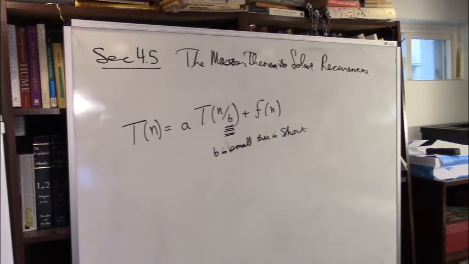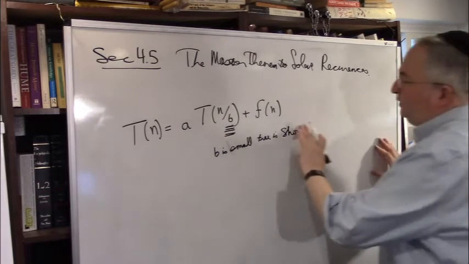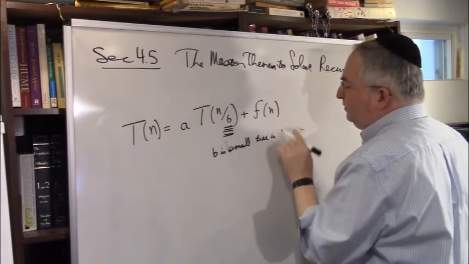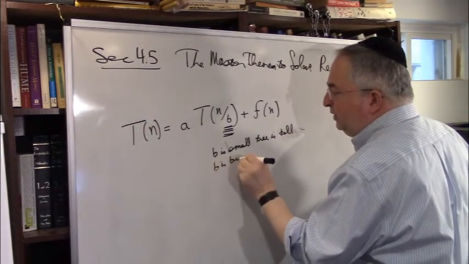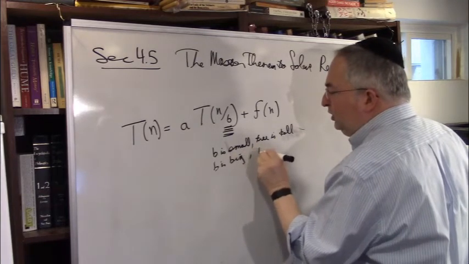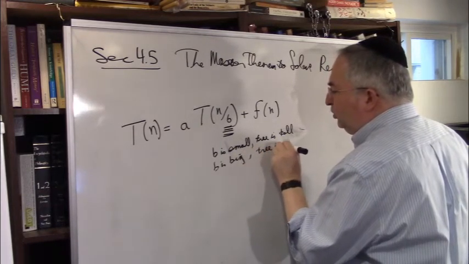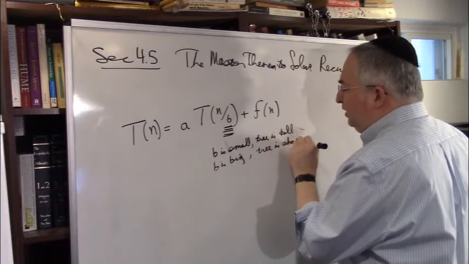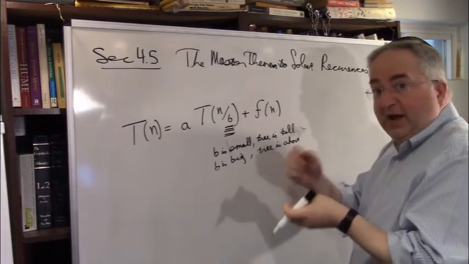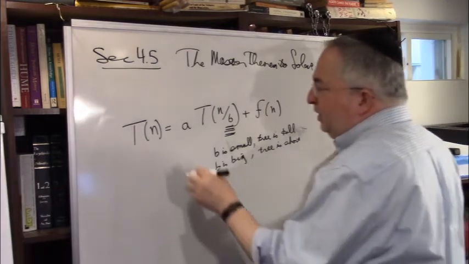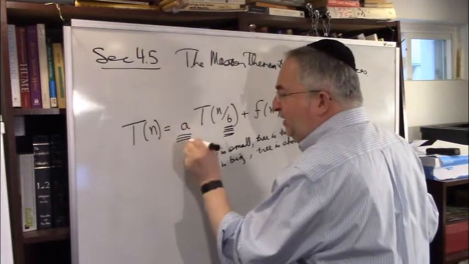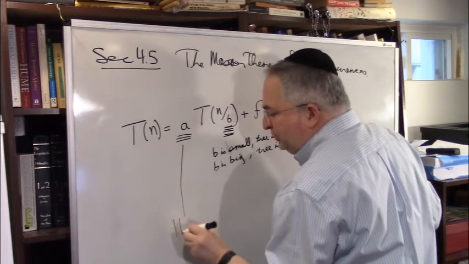If b is big, the tree is short. Oh no, right. If the tree is tall, b is big, the tree is short. Okay? If you're dividing out, you're going to get down to 1 very quickly if you're dividing by this. As opposed to that, the a: how wide is the tree?